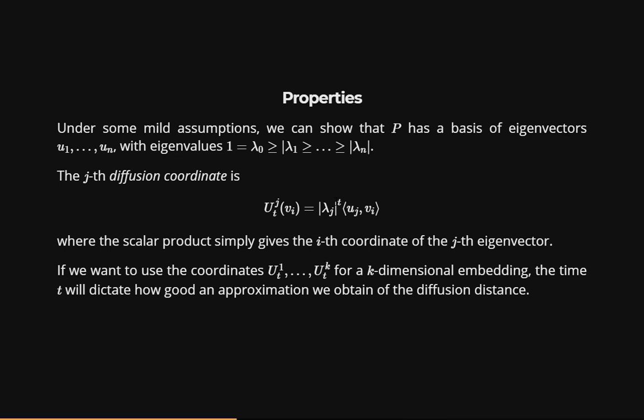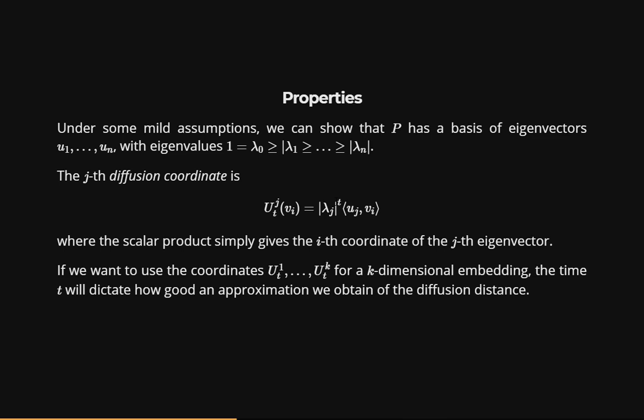Now, we can use these functions to embed our graph in lower dimensional spaces. And what's the criterion behind the choice of the time t? Well, there is something called, I don't want to enter in the detail, but there are two distances defined in terms of these diffusion processes, which are the diffusion distance and the commute distance.